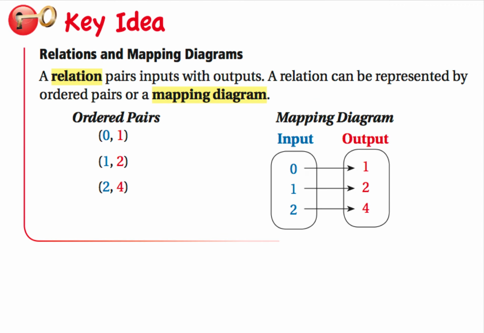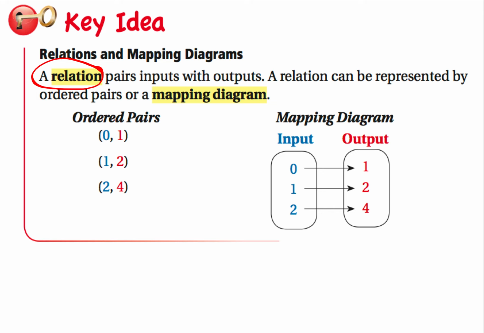Now, if you take a set of ordered pairs together, you get what's called a relation. A relation pairs inputs and outputs. A relation can be represented by ordered pairs or a mapping diagram. There's actually other ways too. It can be in a table. It can also be graphed.